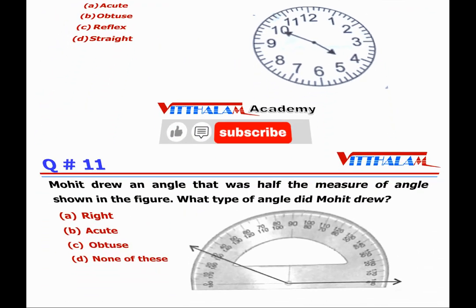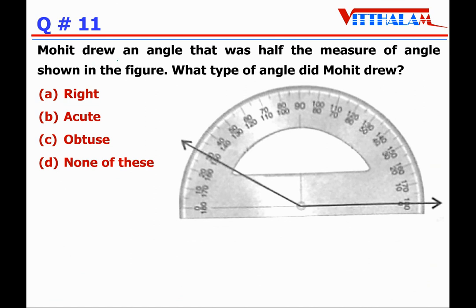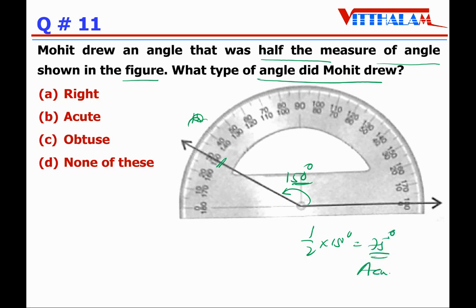Next. Mohit drew an angle that was half the measure of angle shown in the figure. What type of the angle did Mohit draw? Here if you see this figure, there is a protractor showing some angle, and it is this 150 degree. Mohit drew half of this. So half of 150 degree means it is 75. 75 degree means it is acute, less than 90.